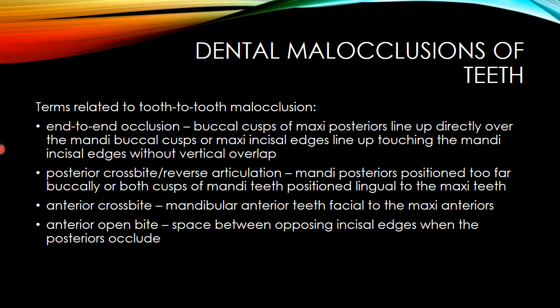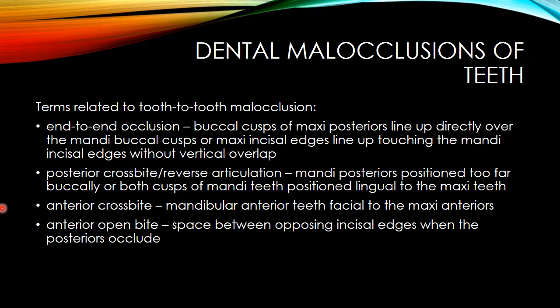These are the terms related to tooth-to-tooth malocclusion. So when the buccal cusps of the maxillary posteriors line up directly over the mandibular buccal cusps, or when the maxillary incisal edges line up touching the mandibular incisal edges without vertical overlap, that is referred to as an end-to-end occlusion.